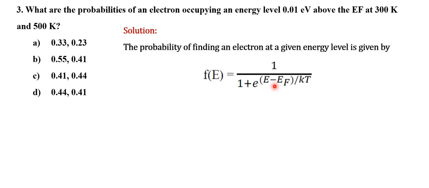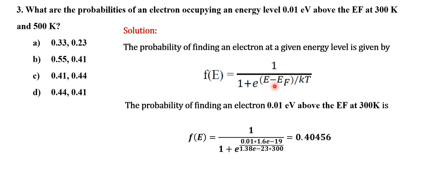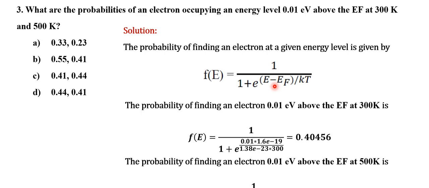Ma'am, at 300 Kelvin, the answer is 0.44. Answer is D. 0.44 at 300 Kelvin is 0.404 and at 500 Kelvin it is 0.44. So it will be 0.41 and 0.44, right?